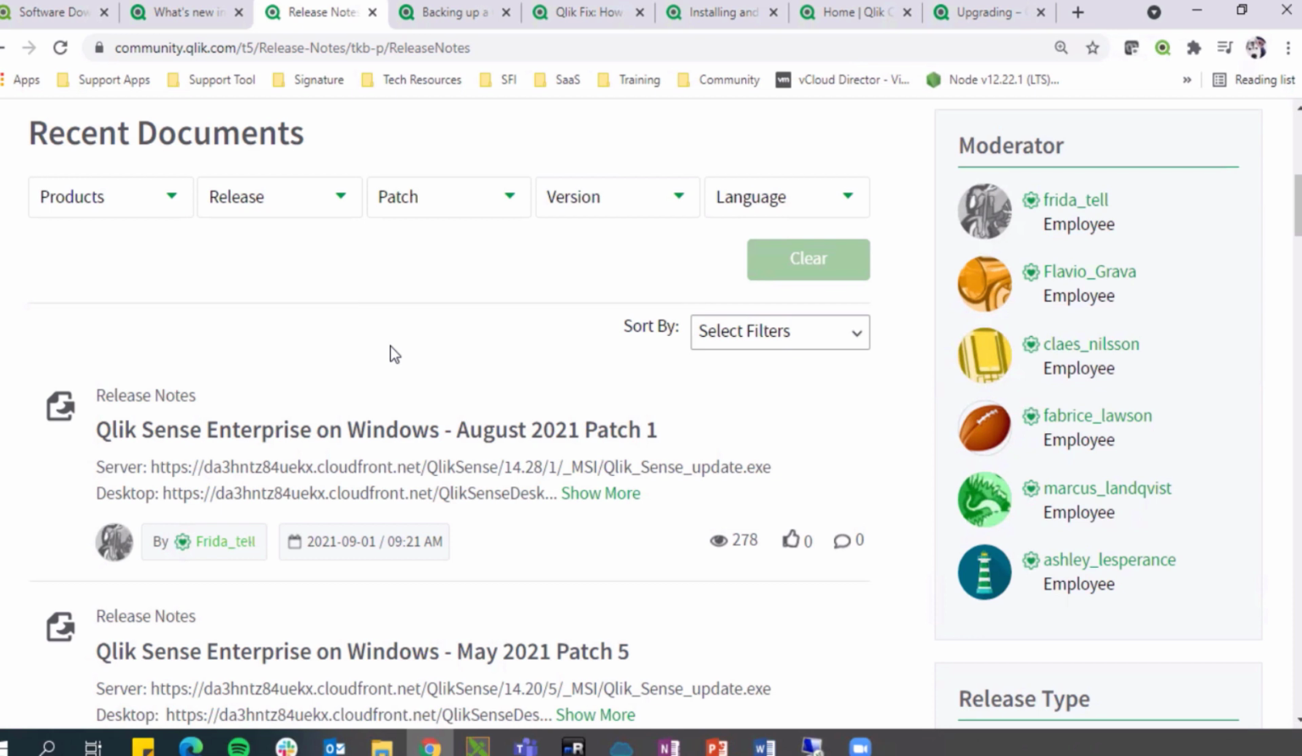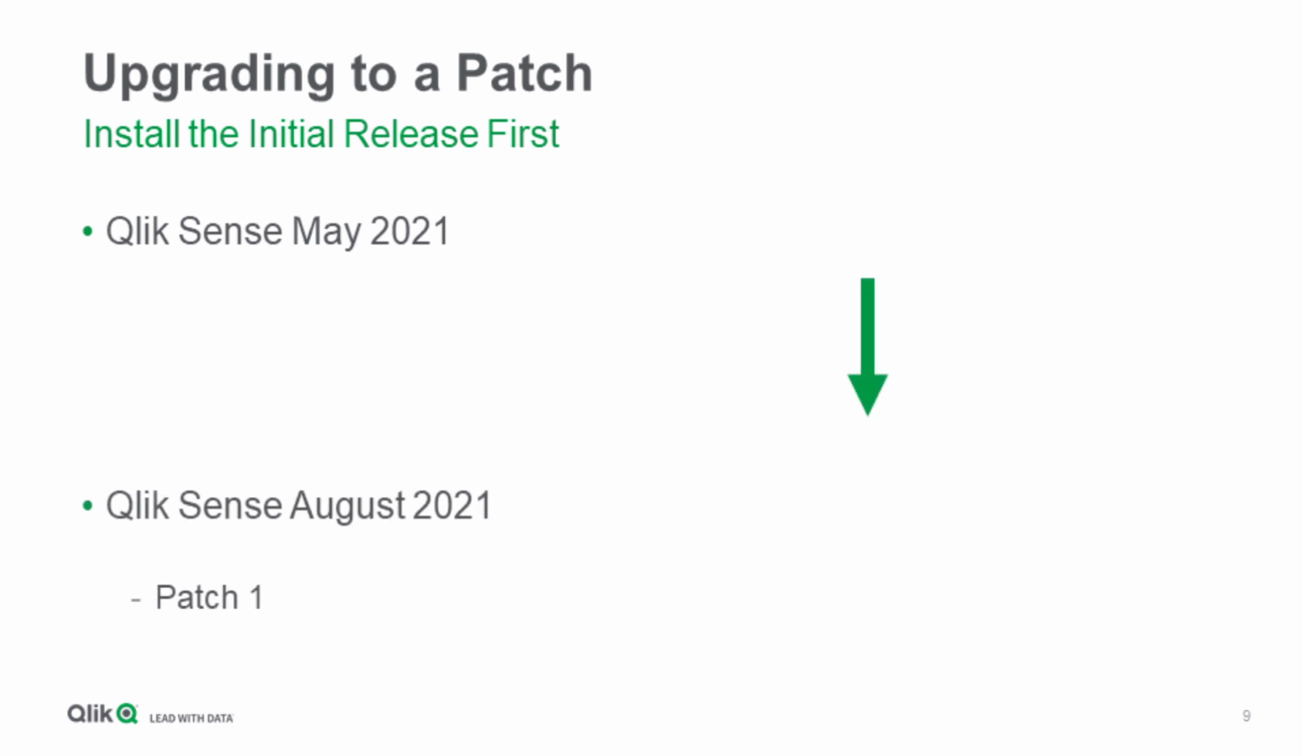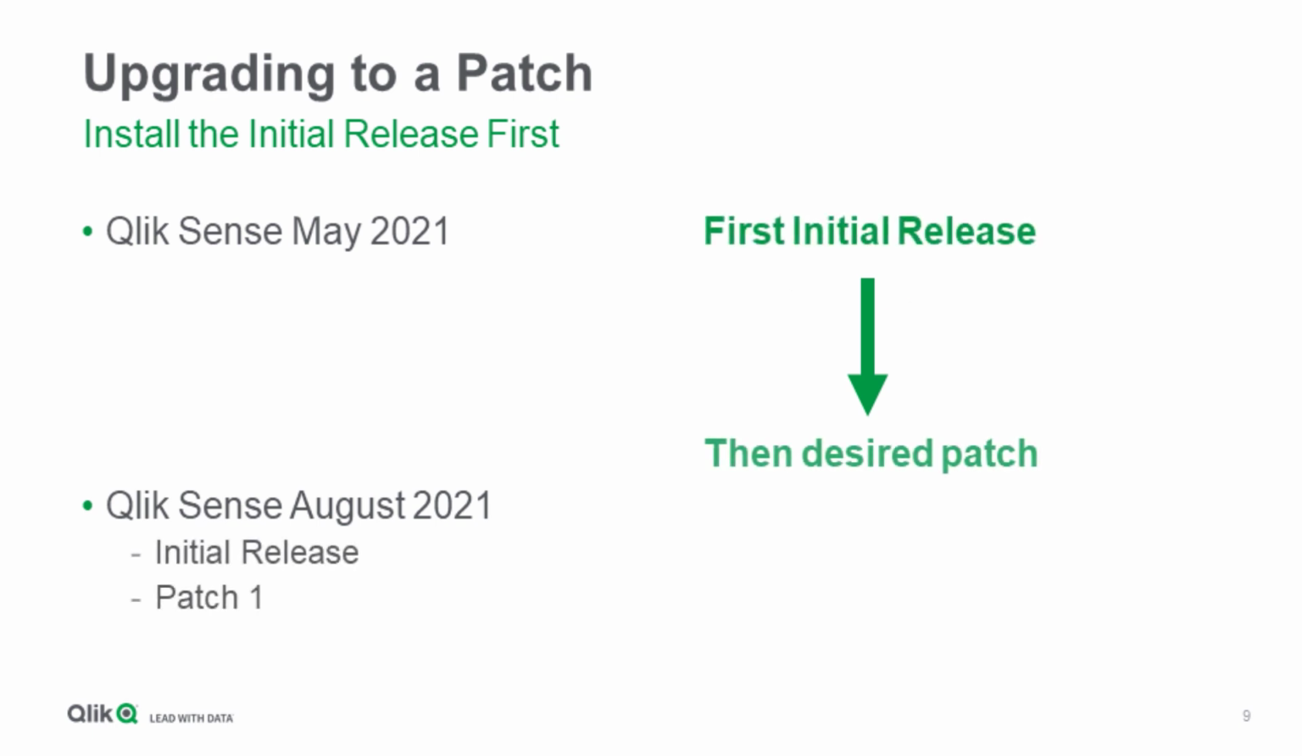Okay, and with this version that's the latest, it already has a patch. Should we upgrade automatically to the latest patch? Is that possible? No, we're going to take a quick example here. Let's say that you want to upgrade from Qlik Sense May to Qlik Sense August patch 1. You cannot upgrade directly to August patch 1. You will need to first upgrade to the initial release and then to the patch.